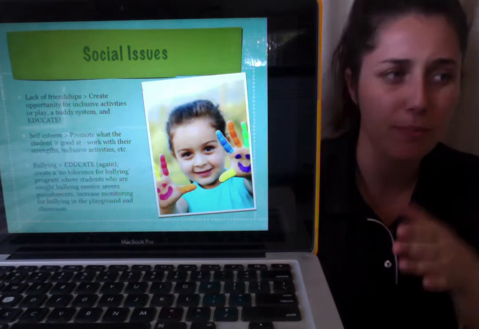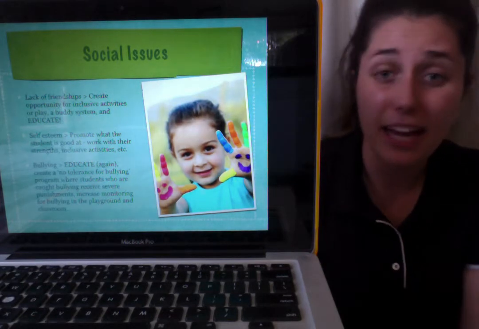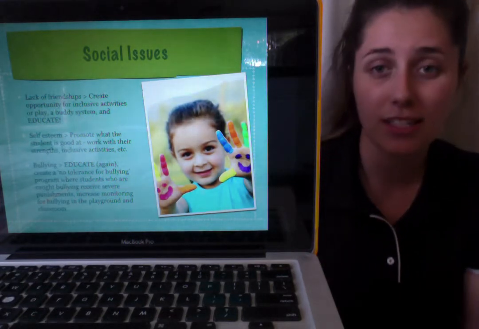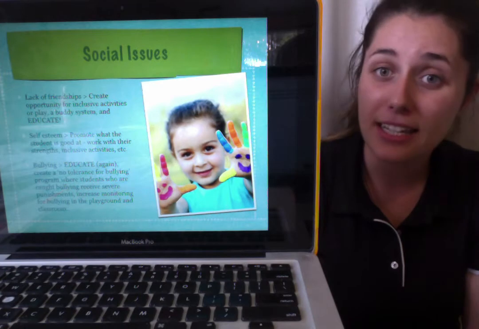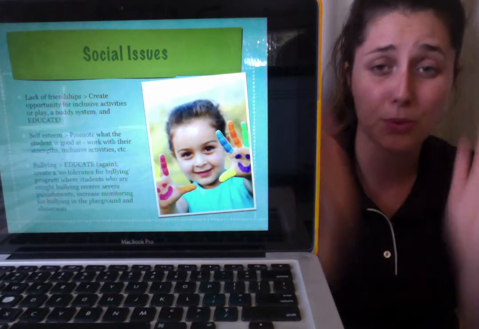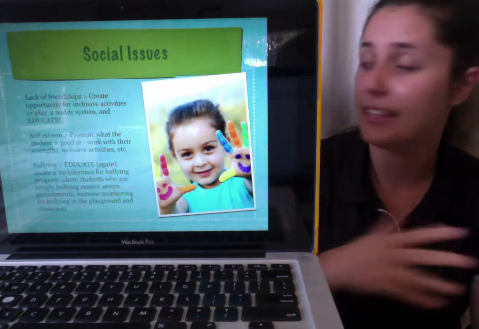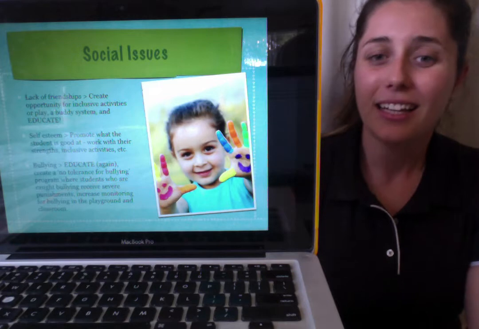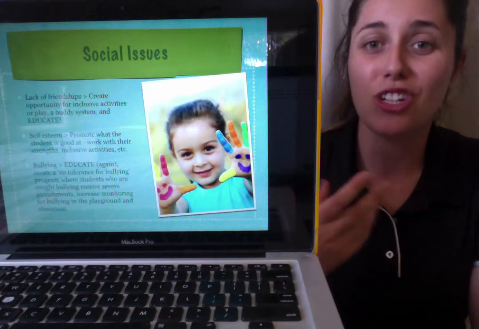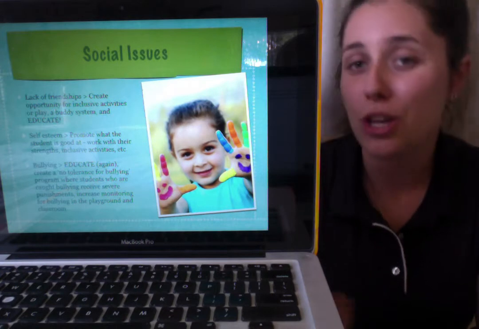Let's prevent them from being excluded or isolated in a manner that they aren't able to communicate with the other students. We could set up a buddy system. I think education, and I've written that there, is the primary focus. Educate the other peers, educate the students in the class. Let them know this is what the student needs. This is how the student copes. We're all human.